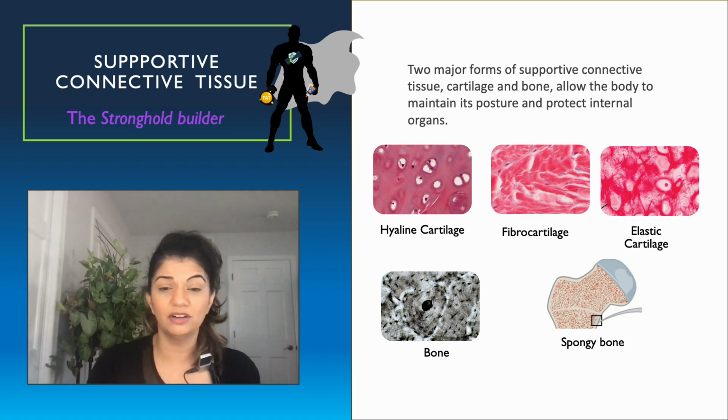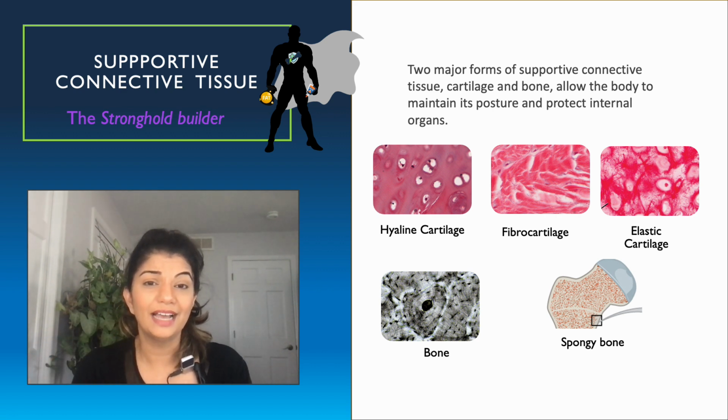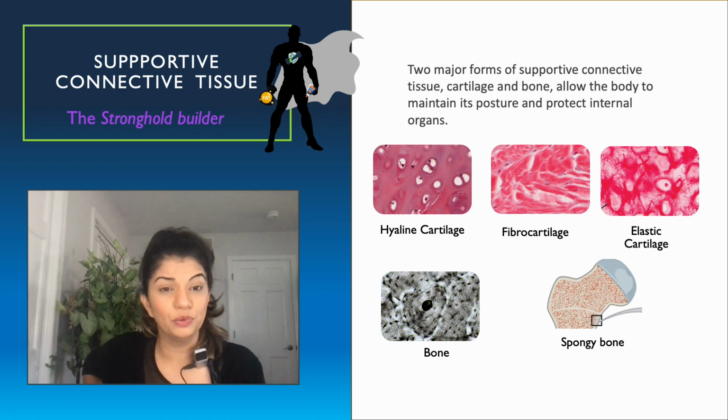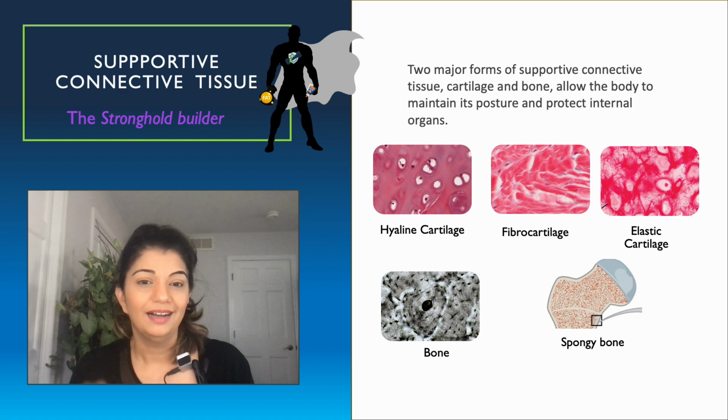So let's go back to cartilage. We've got hyaline cartilage. And that's going to be in your where? In your nose. It's also going to be at the end of your bones, right? It's also going to be in your rib cage. Then we've got fibrocartilage, and this is going to be in your knee joint and your intervertebral discs. And then elastic is going to be in your ear because it gives you that elasticity.